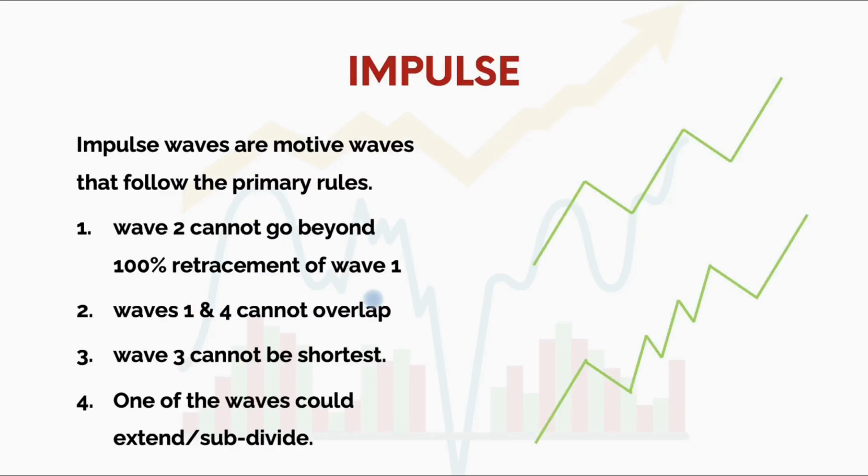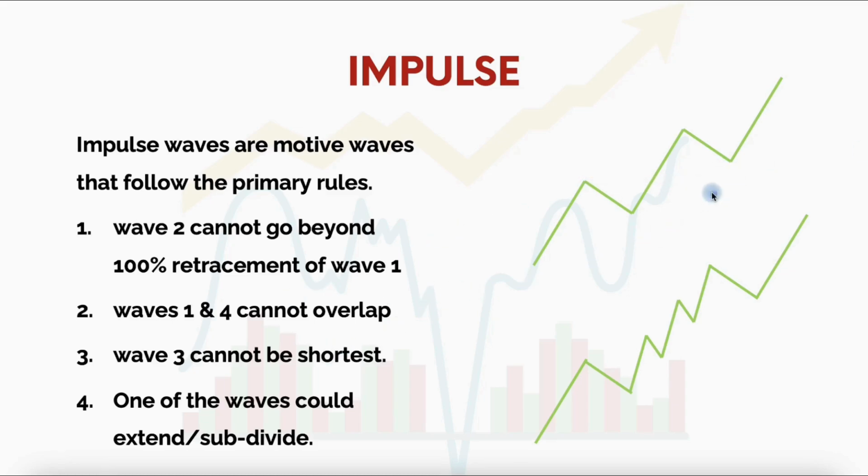So, impulse waves are the motive waves that follow the primary rules of Elliott waves. Wave 2, in this case, this is wave 2, cannot go beyond 100% retracement of wave 1. So wave 2 cannot go below wave 1. Second, wave 1 and 4 cannot overlap. So this is wave 1, this is wave 4. So they cannot overlap. 1 has to be lower than 4. So these two levels cannot be at the same level, cannot overlap essentially.